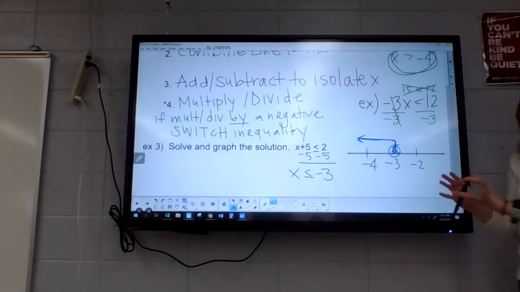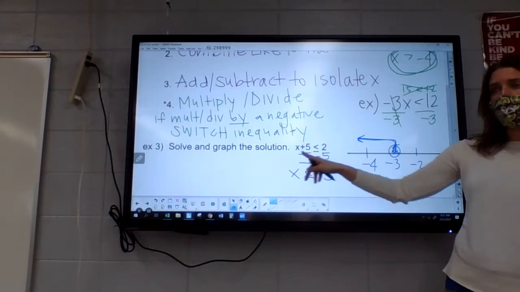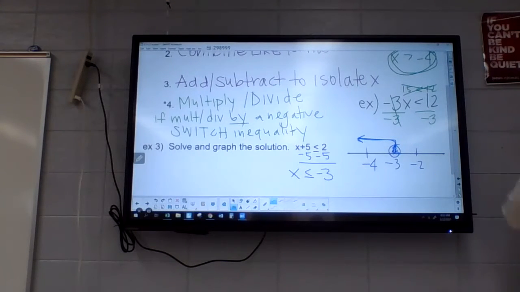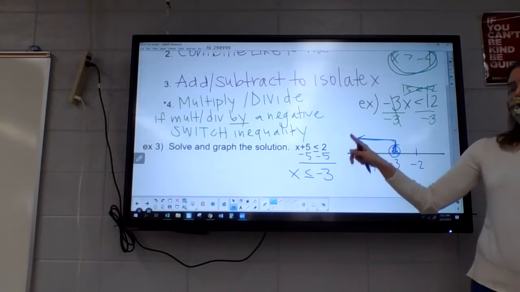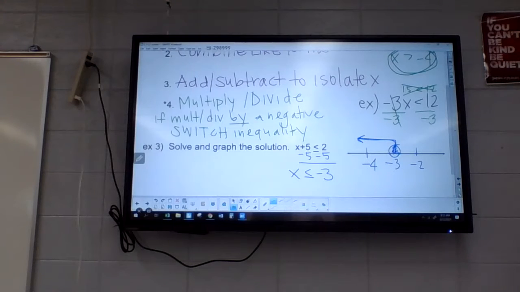So if you check numbers to the left, they're going to work in this inequality. But numbers to the right won't. So if I check negative 4 plus 5 is 1. That's less than or equal to 2, so that works. Okay?